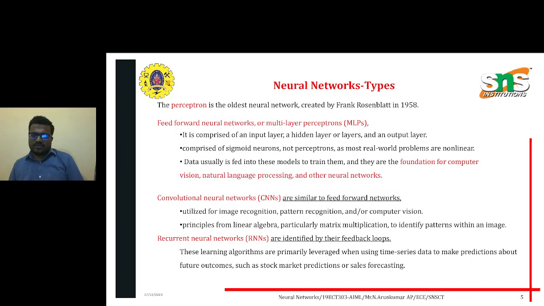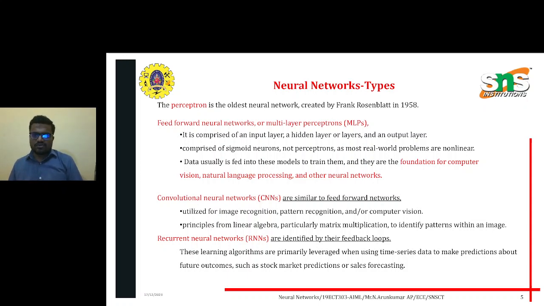Then the neural network types. There are two types of neural networks available. One is convolutional neural networks, and the second one is recurrent neural networks. Based on these two types, neural networks have emerged with a lot of operations as well as applications.